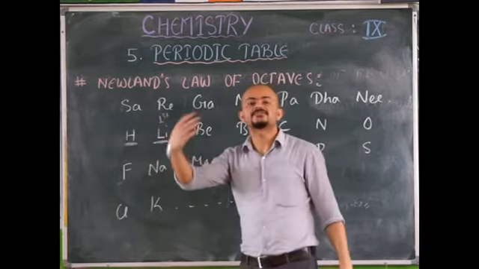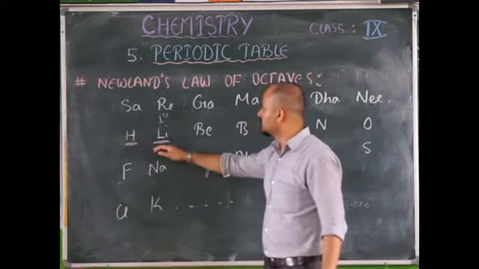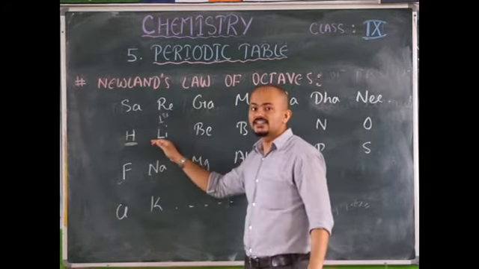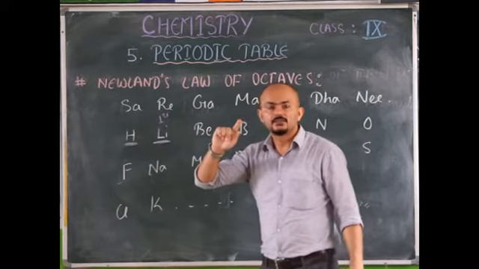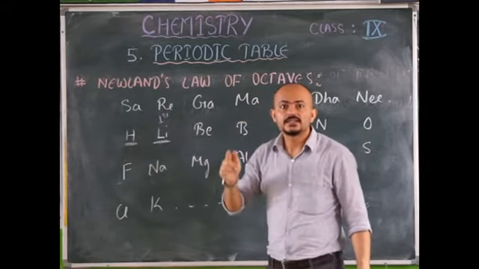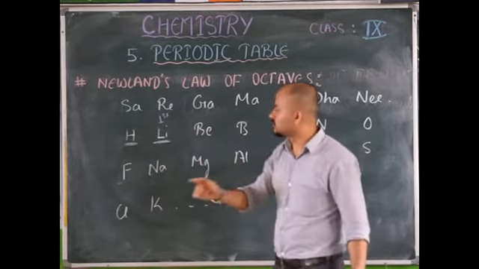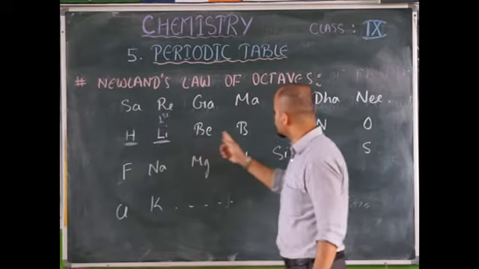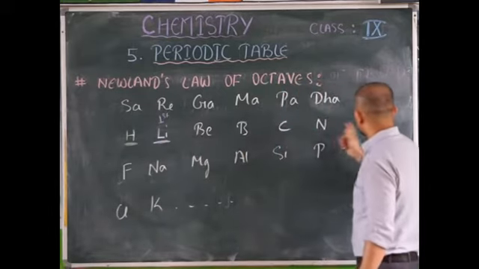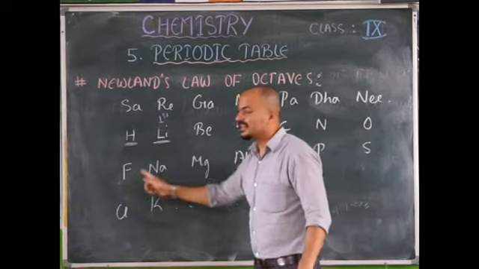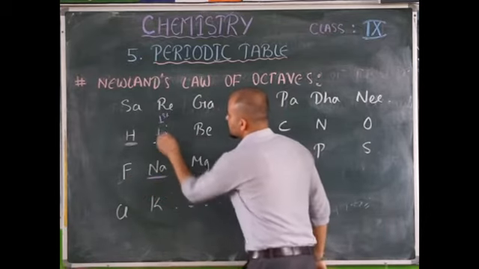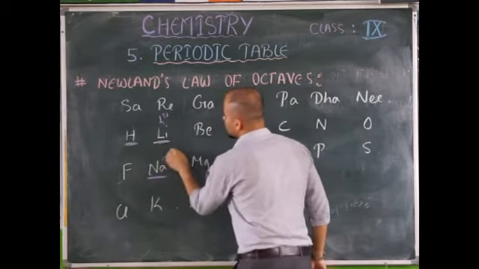We are considering any first element. It could be hydrogen, lithium. Now corresponding to this, the eighth element, they will be having what? They will be having similar chemical properties. So this is first, second, third, fourth, fifth, sixth, seventh, eighth. That means this is the first element and this is the eighth element.